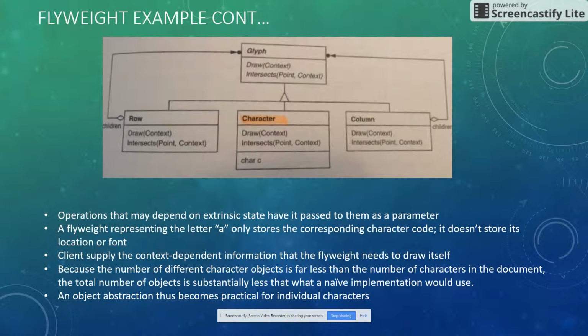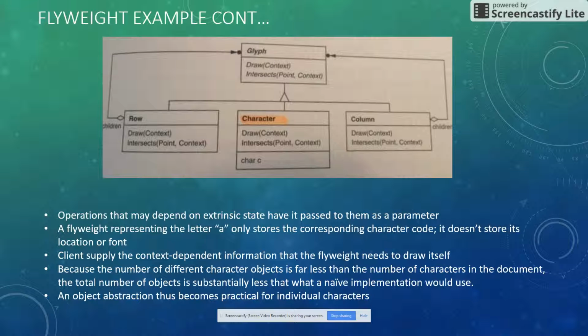Here is the class structure. For example, a glyph is an abstract class for graphical objects. Operations that depend on extrinsic state have it passed to them as a parameter. For example, draw and intersects must know which context the glyph is in before they can do their job.